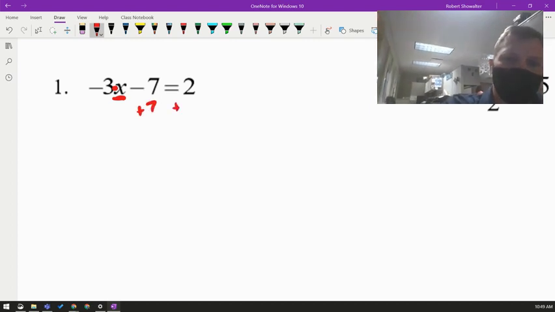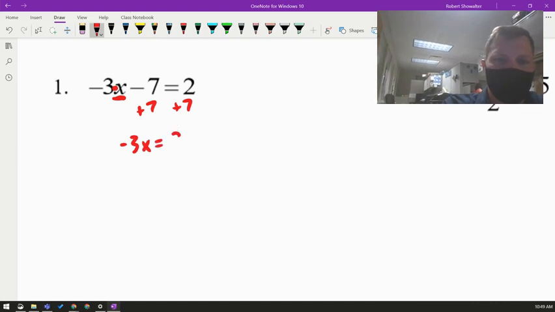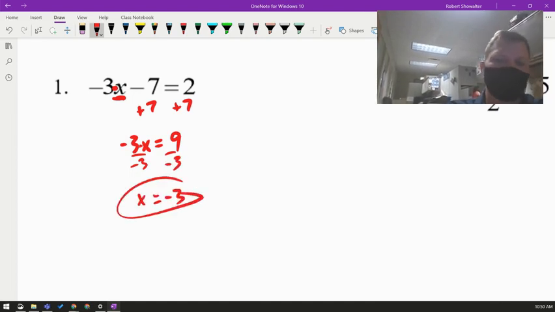So I would add 7 to both sides to get rid of that. Negative 3x equals 9. And we divide by negative 3 because we have negative 3 times x. We get x is negative 3. So 9 divided by negative 3 is going to be negative 3 as well.